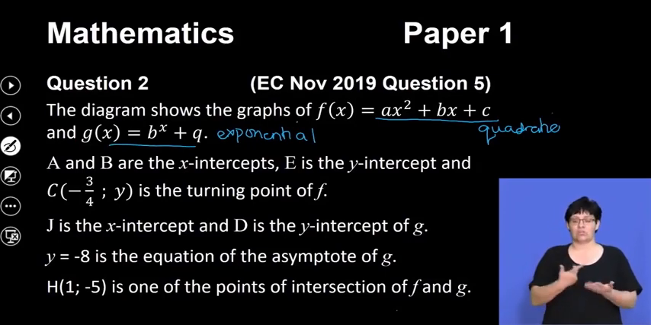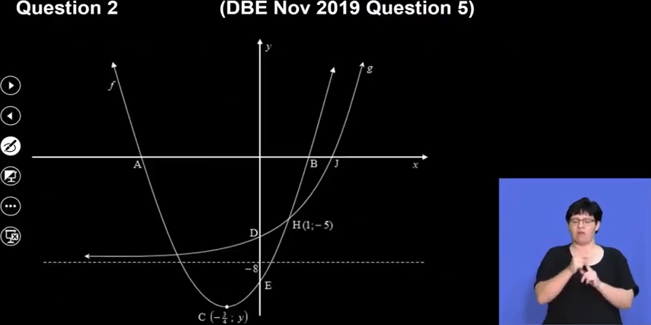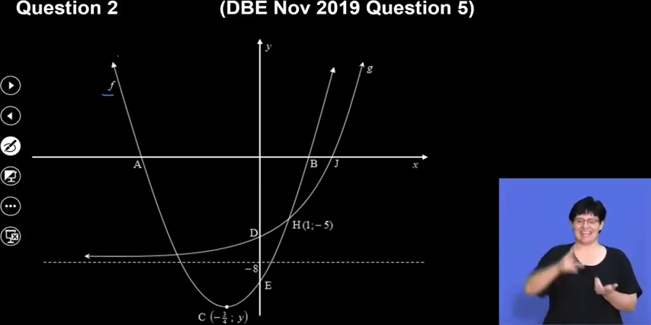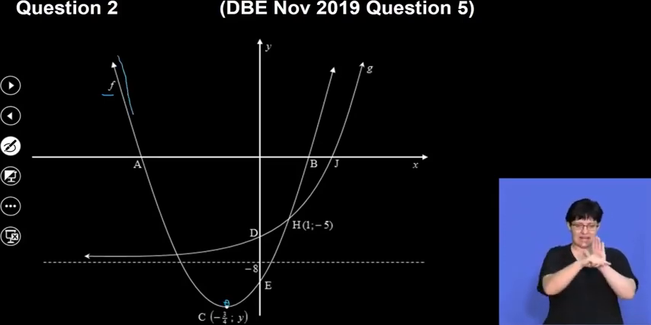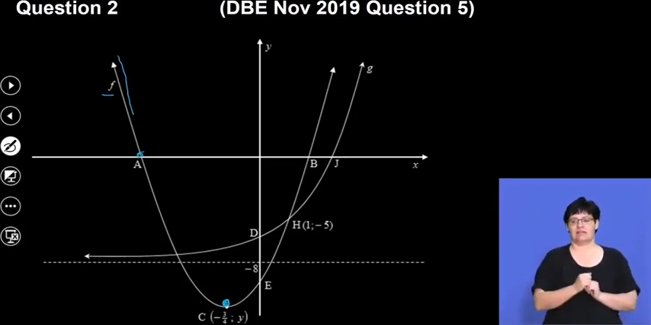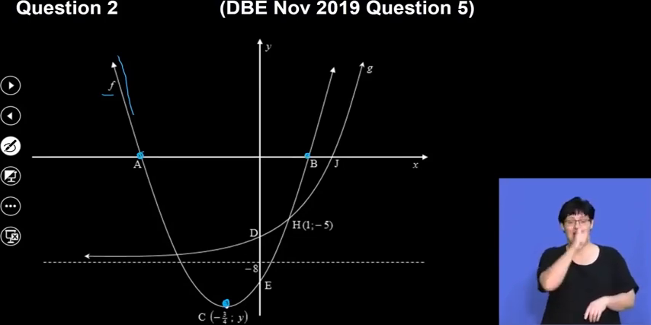Okay, then we're told that A and B are the x-intercepts, E is the y-intercept, and C, with the coordinates minus 3 over 4, y, is the turning point of F. So let's just have a look at that now. Okay, so here we can see we have F is that parabola, which is obviously associated with the quadratic function. It's a happy parabola, and we can see it comes down, negative gradient, turning point over here, point C, and then turning around going up. And as was explained, there's A and B over there. Those are the x-intercepts of F.